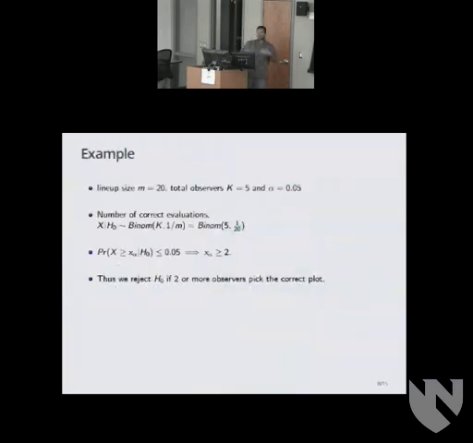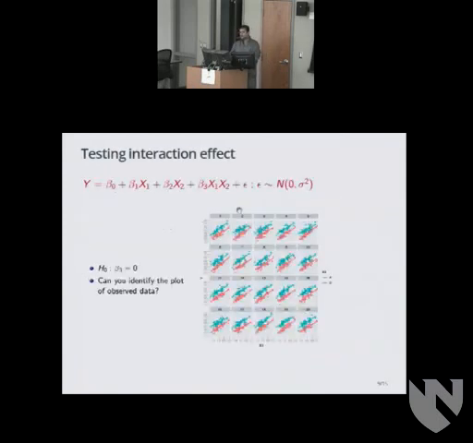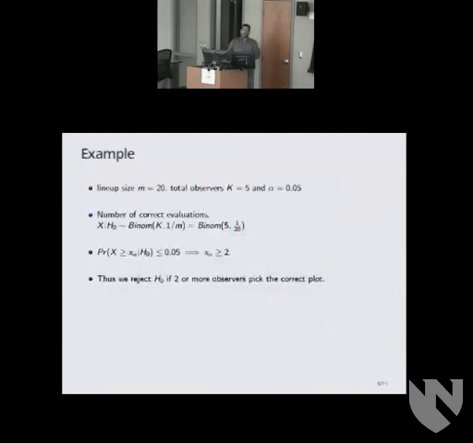Okay. So now let me give you some examples. Suppose I have a lineup of size m equals 20. So by lineup size, I mean the number of plots I have in the lineup. That I define by m. Then the observers: we show the lineup to people to observe the lineup and give me the feedback, right?